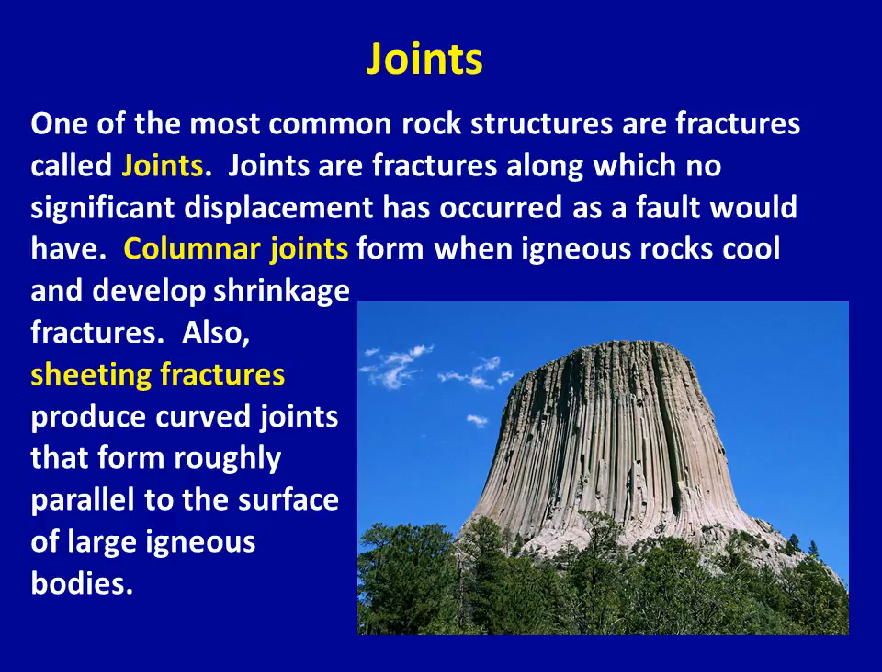There's also a special type of fracture called sheeting fractures that produce curved joints that form roughly parallel to the surface of large igneous bodies. So the picture you see here is an example of an igneous intrusion, Devil's Tower, Wyoming, and it was made famous by the movie Close Encounters of the Third Kind.